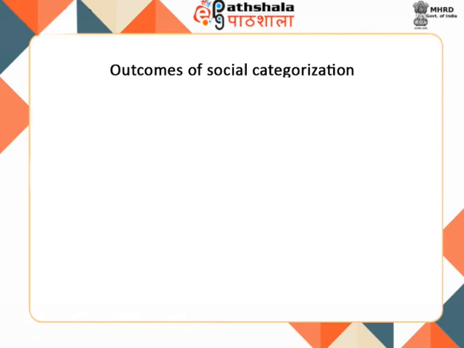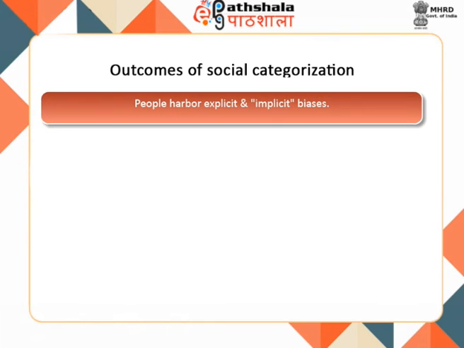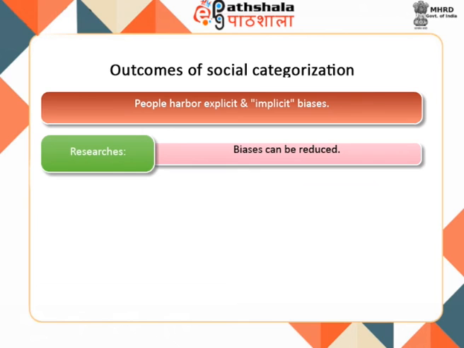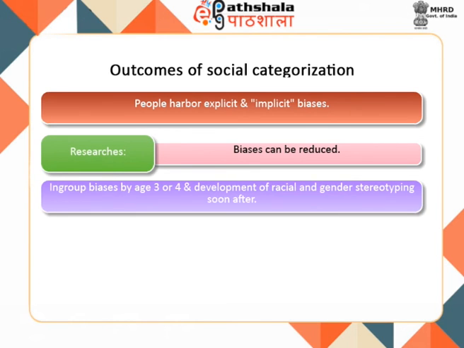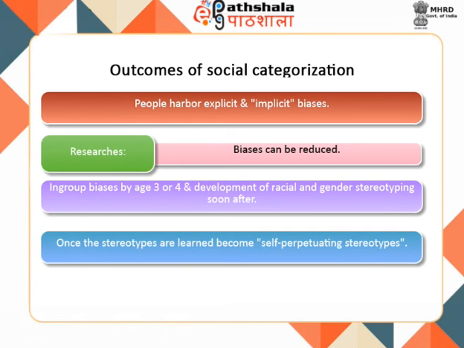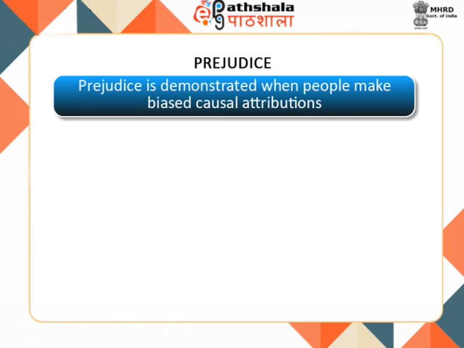In addition to the explicit stereotypes, people also harbor implicit biases outside of their conscious awareness. Some researchers have shown that these biases can be reduced. Several studies have observed in-group biases by the age of 3 or 4 and the development of racial and gender stereotyping soon after. Once the stereotypes are learned, they sometimes take on a life of their own and become self-perpetuating stereotypes.